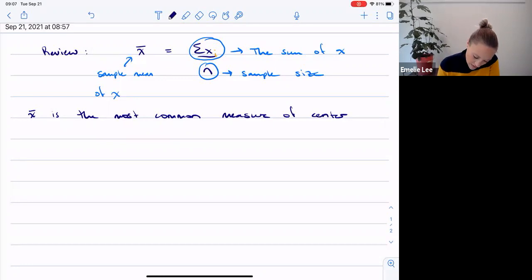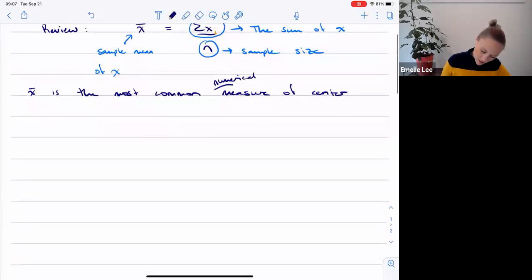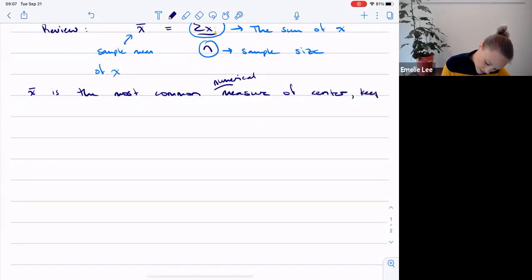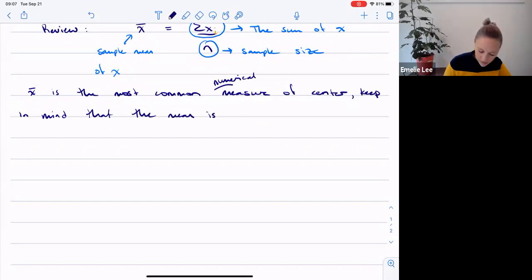If you wanted to emphasize, you could say numerical measure of center, because it's a number value. We have looked at histograms and distributions and said we can talk about the shape, the center, the spread, so you can eyeball the center. But in terms of getting an actual value, we calculate the sample mean. But notice, keep in mind that the mean is only a useful measure of center.